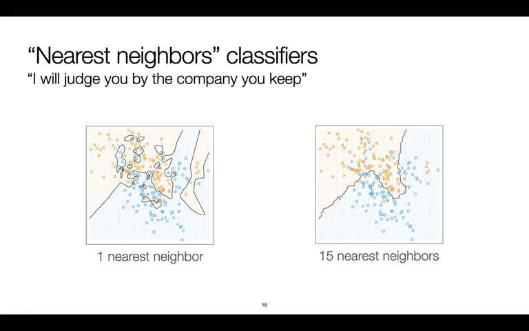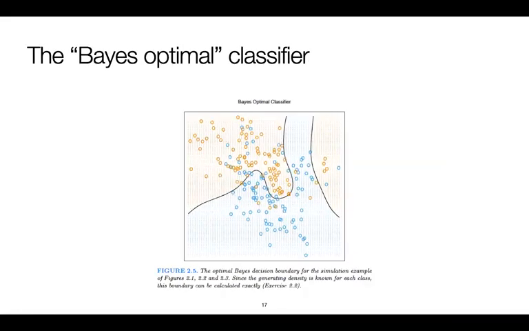There's also a concept that we're going to talk about a little bit later on in this class called a Bayes optimal classifier or a Bayes decision boundary. Basically, the way that you can think about this classifier is that there's no better classifier that you could find than this one. And actually, you can't find this one generally. So if you read the little caption that goes along with this figure, the second sentence says, since the generating density is known for each class, this boundary can be calculated exactly.